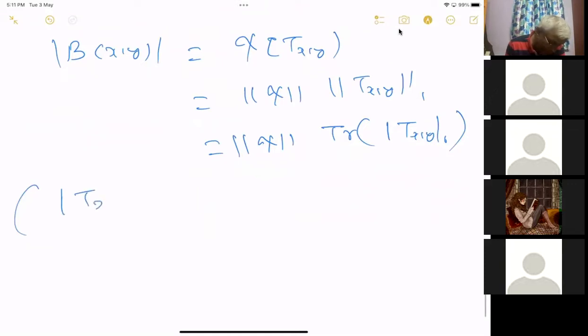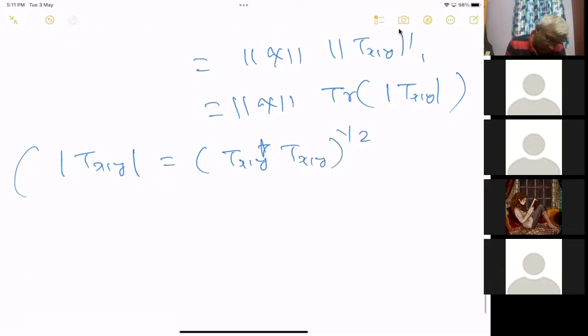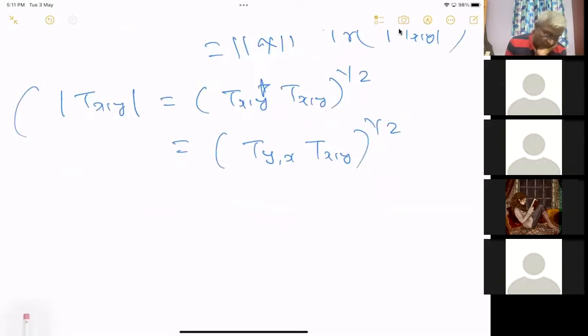Norm of T_{xy} in the trace norm is that. Mod T_{xy} is nothing but (T_{xy}^* T_{xy}) to the power half, right? So we know that this is equal to (T_{yx} T_{xy}) to the power half. We have already computed that T_{xy}^* is T_{yx}. Now, how does this go through? So let me compute that also.